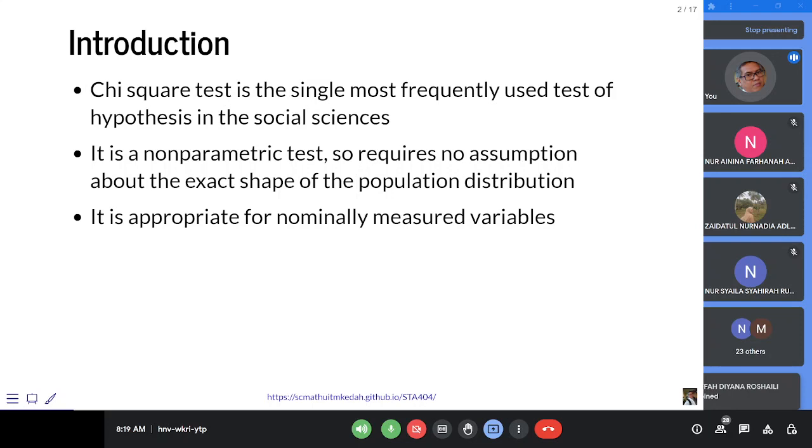Okay, so non-parametric is like this, the chi-square test. Of course, there are other non-parametric tests, but those we do not include in our syllabus. Alright.